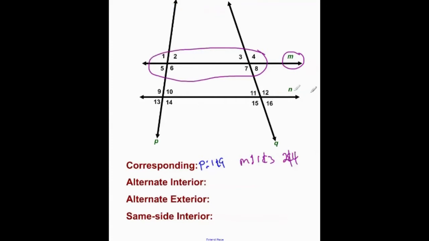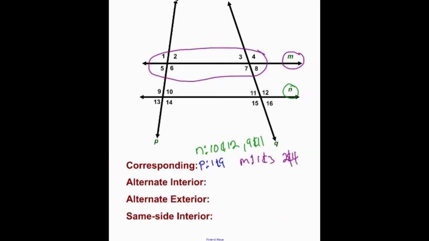We've done P and M, so we need to take a look at N. Corresponding for that will be 14 and 16. So we have to write our transversal. And then 10 and 12, 9 and 11, and so on. All corresponding.